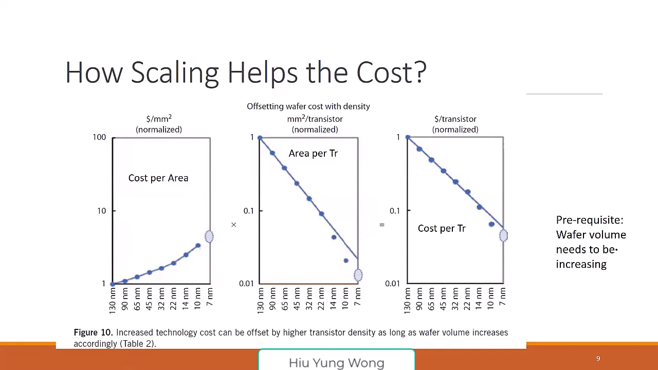Of course, we need wafer volume. You need to think about that also. You cannot just make one wafer and then say you are saving costs. No, you need to produce a lot. So if there's no demand in the market, this equation won't work, okay?